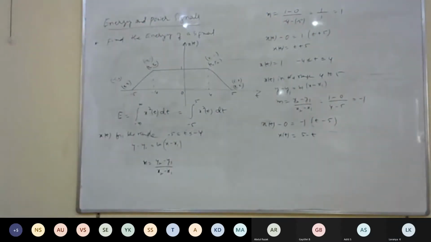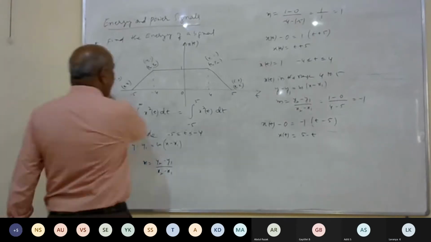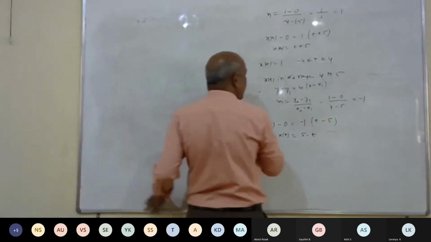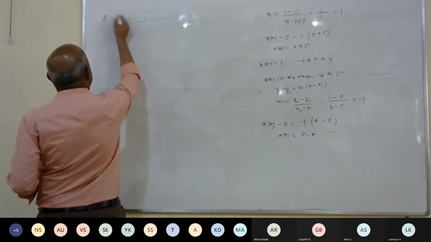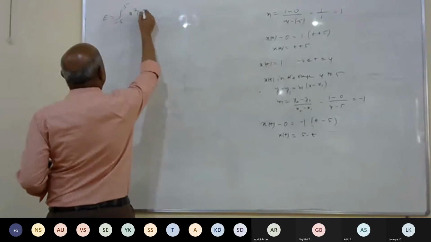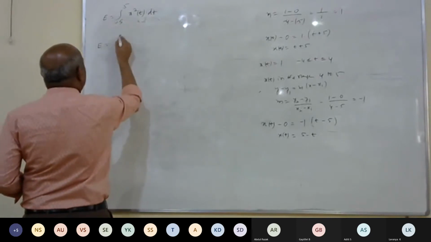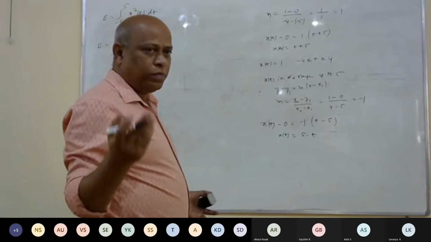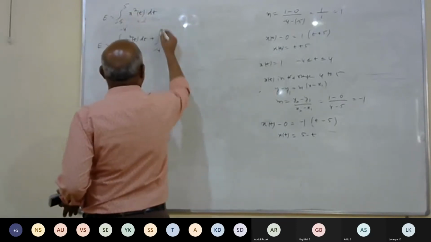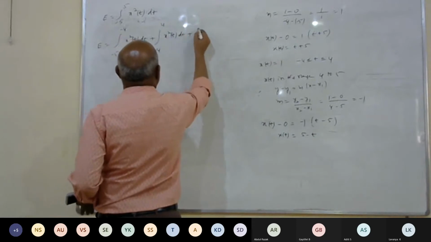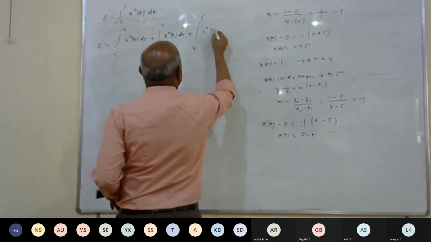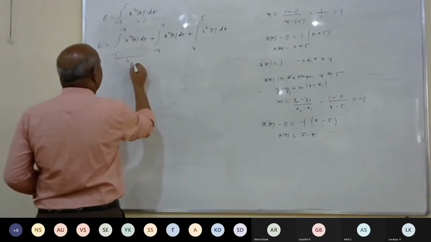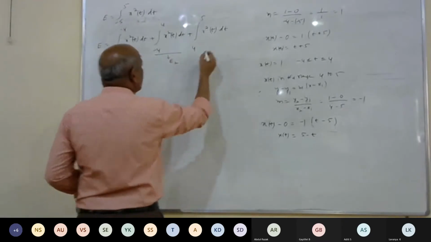To get its energy, you know that the energy equation is the integration of x square of t dt from -5 to +5. E is equal to, split this into 3 parts: integration from -5 to -4 of x square of t dt, plus integration from -4 to +4 of x square of t dt, plus integration from 4 to 5 of x square of t dt. Why am I splitting this? Because x of t is not the same from -5 to +5. Take these parts as E1, E2 and E3.